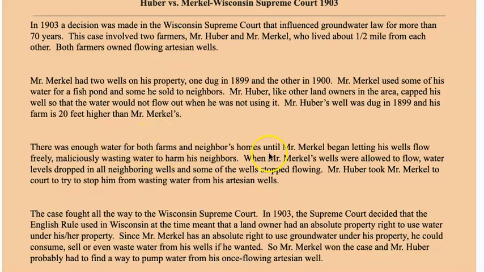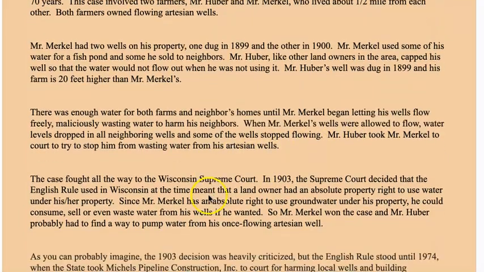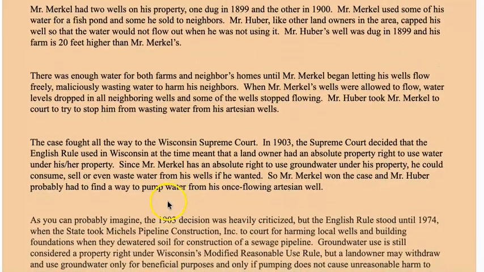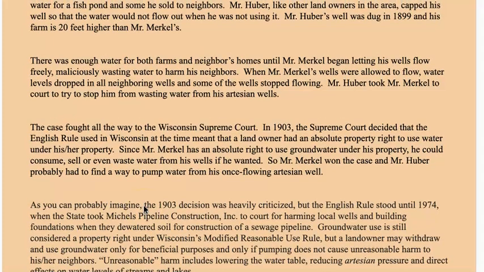And then what happened? Mr. Merkel began letting his water flow freely. And so if Mr. Huber's well was higher, he basically drained down or lowered the aquifer, the water table, to the point where some people couldn't use it anymore. And that's why Mr. Huber took Mr. Merkel to court. The case fought all the way to the Wisconsin Supreme Court.